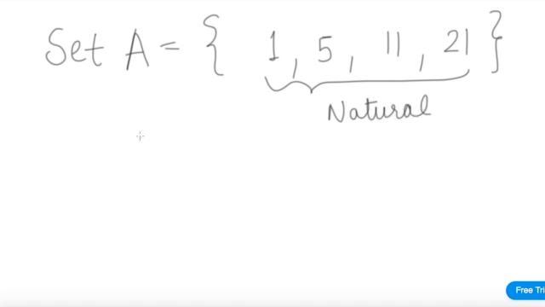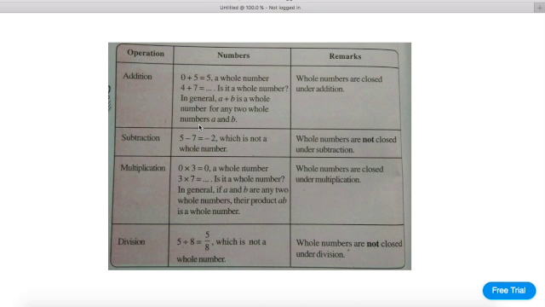A set is said to be closed if all the elements of the set are of the same type. And of the same type, I am referring here to all being natural numbers. Let's quickly study the closure property on whole numbers.